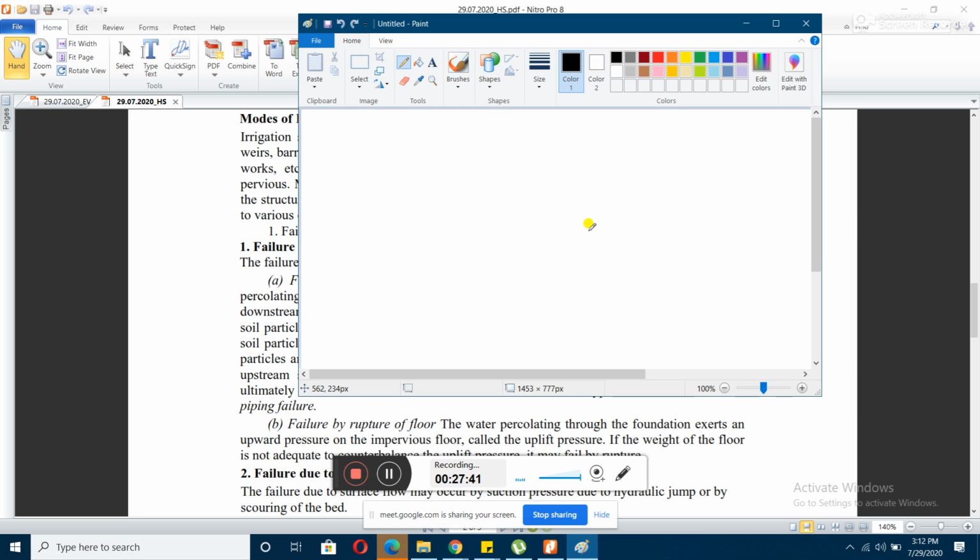Both of those, that is piping failure as well as your uplift failure, both of these come under your subsurface flow. That subsurface, because it is concentrated within the soil, means under the structure it happens. Okay, so next comes your piping failure. What happens in piping failure?